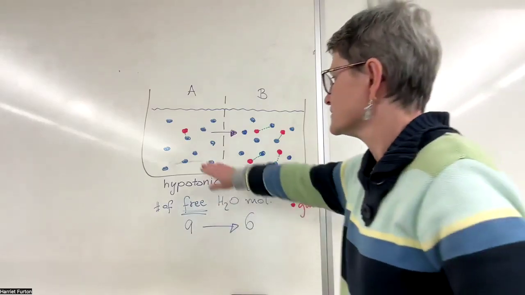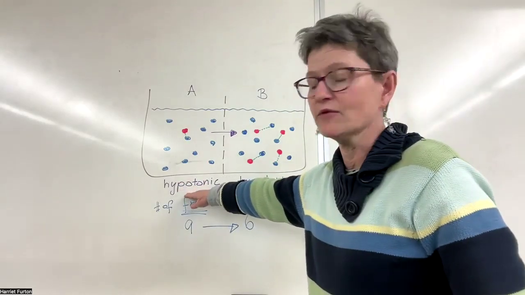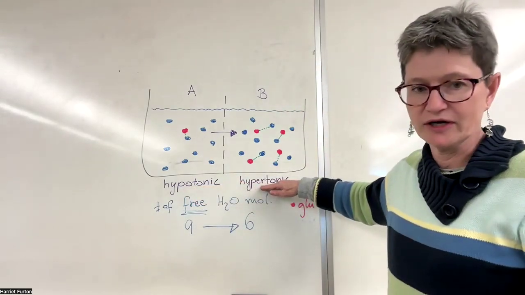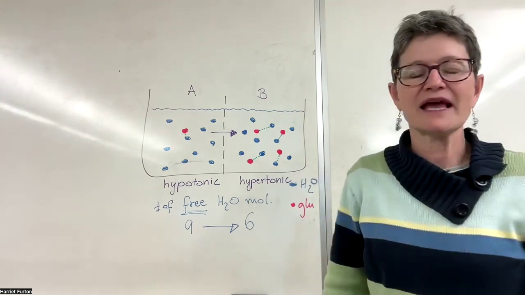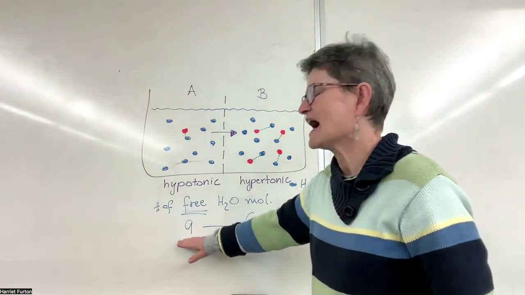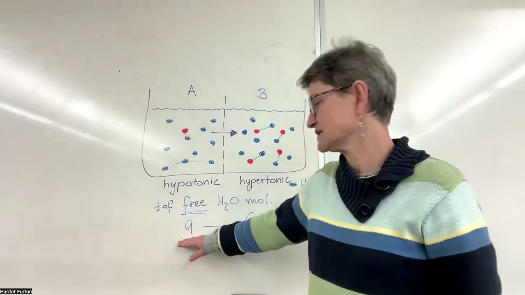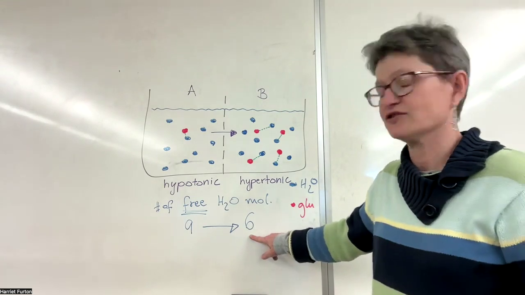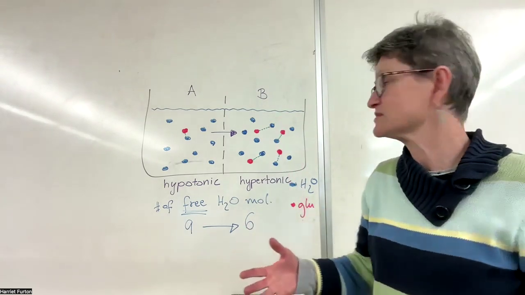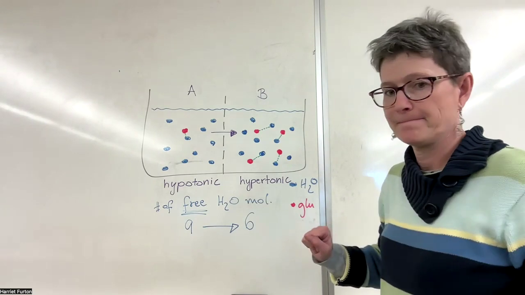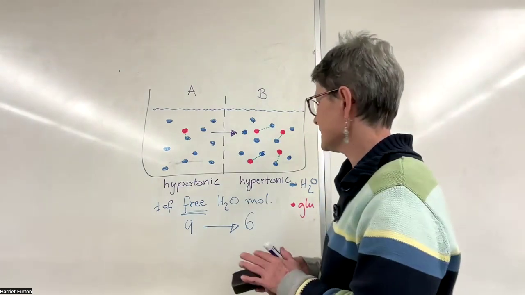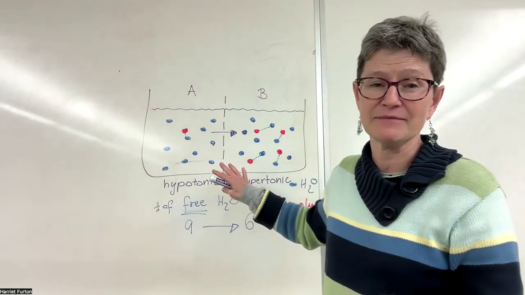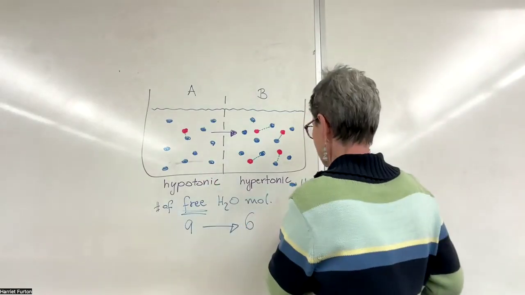What do we say? The water will move from a hypotonic to a hypertonic place. Or we can say water moves from high free water concentration area to a low free water concentration area. So both of the terms are correct. Please let me know if you have any questions about that.